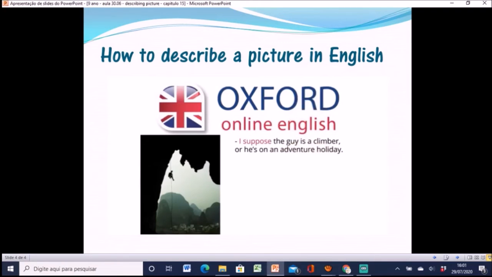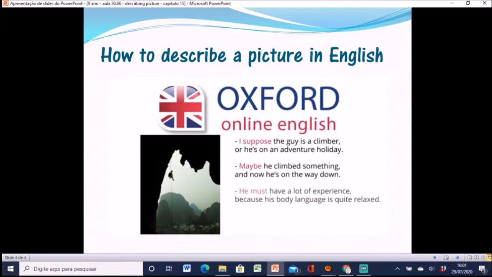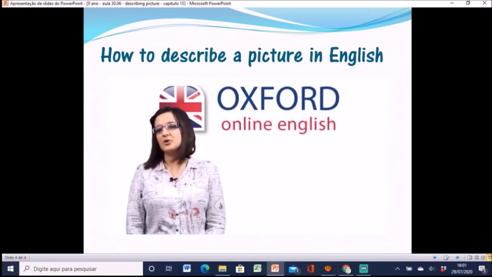I suppose the guy is a climber, or he's on an adventure holiday. Maybe he climbed something and now he's on the way down. He must have a lot of experience because his body language is quite relaxed. He might be focusing on what he's doing, but he might just be enjoying the view. Okay, now it's your turn.